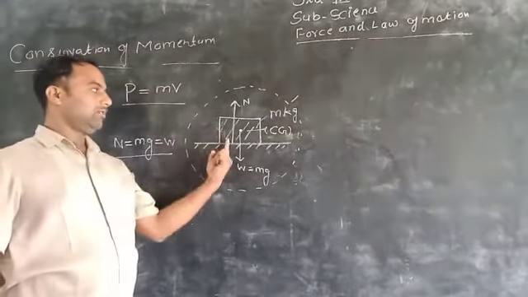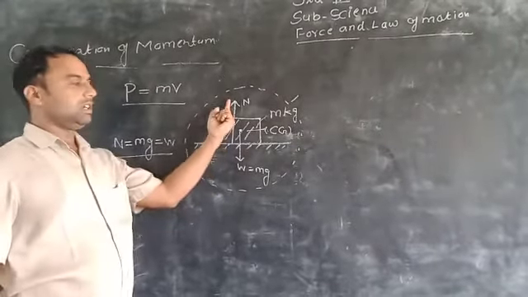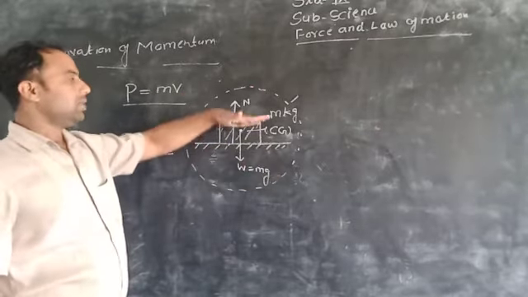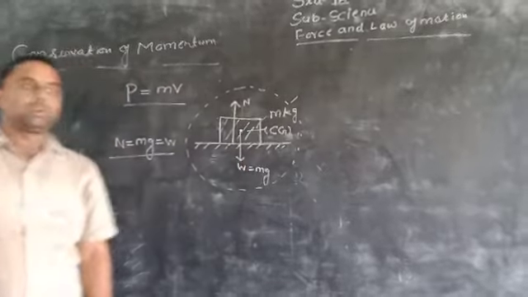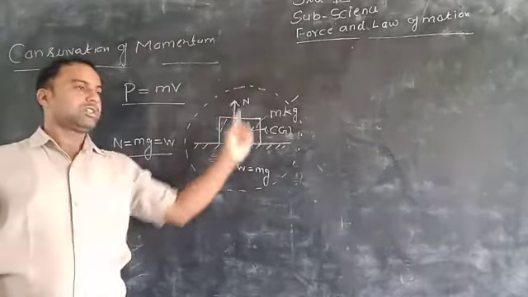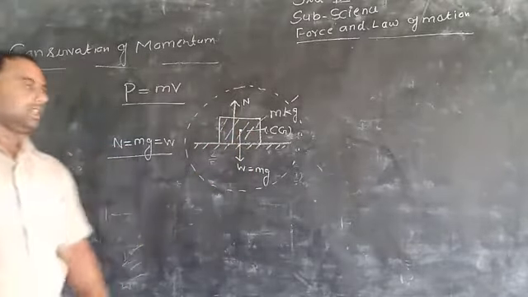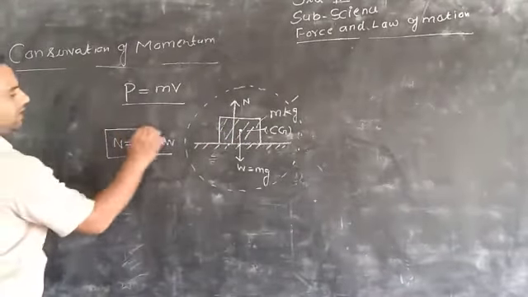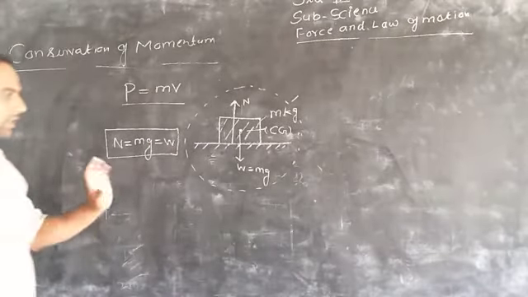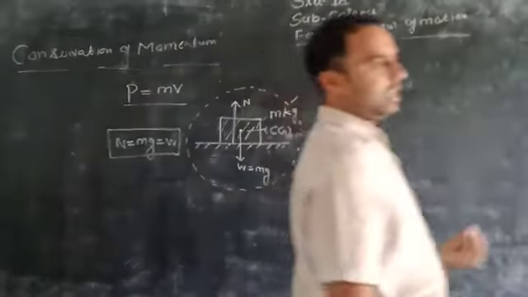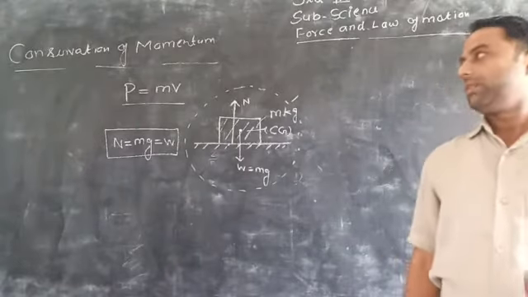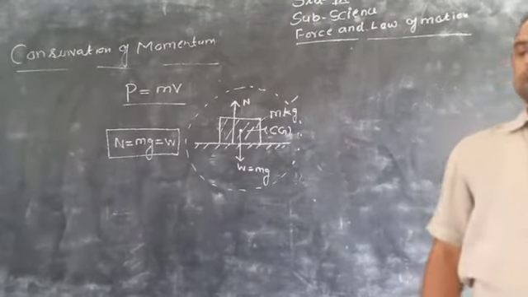Because N is acting vertically upward, that is the normal reaction, and this force is balanced by the weight mg. Because in the vertical direction the block is not moving anywhere, we can say that in the vertical direction both of the forces are balanced here. So we can see that N is equal to mg. And here we know that if the net external force acting on a system is 0, then the momentum of the system will be conserved.